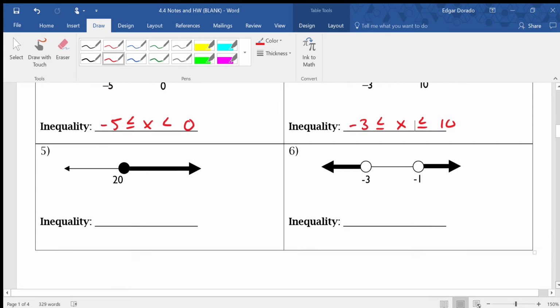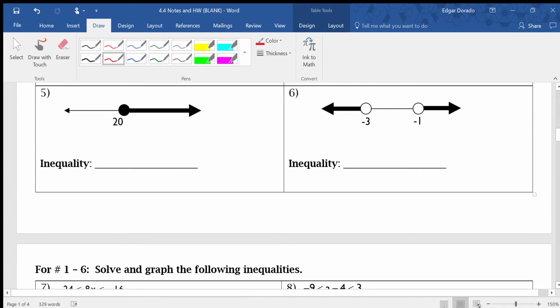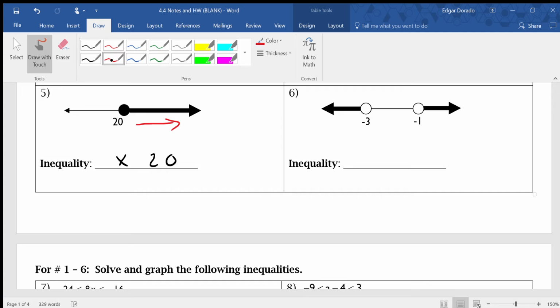Number 5. Well, actually number 5 is not an and statement because it's only shading one way. It's only shading to the right. Because it's only shading to the right, this is just a regular inequality. So we can write x and 20. I don't know why that's deleting, but whatever. So x and 20, and we have to shade to the right, which is greater than 20. And because it's a closed circle, we have to put x is greater than or equal to 20.